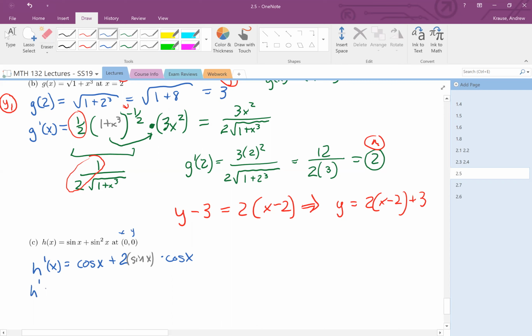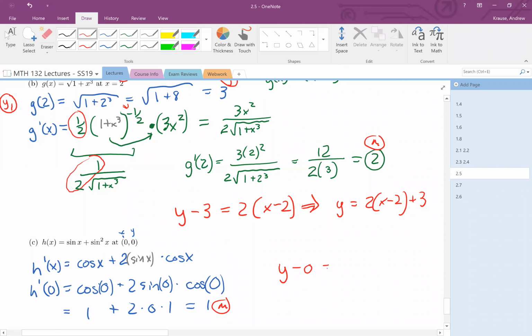So now when we calculate the derivative at 0, because of x equals 0 right there, we get cosine of 0 plus 2 sine of 0 times cosine of 0. So we got to think about our exact values of our trig functions. 1 plus 2 times 0 times 1 just gives us a 1. That is our m value. So then we have y minus 0 equals 1, x minus 0, or just y equals x. It's just the unit slope line.